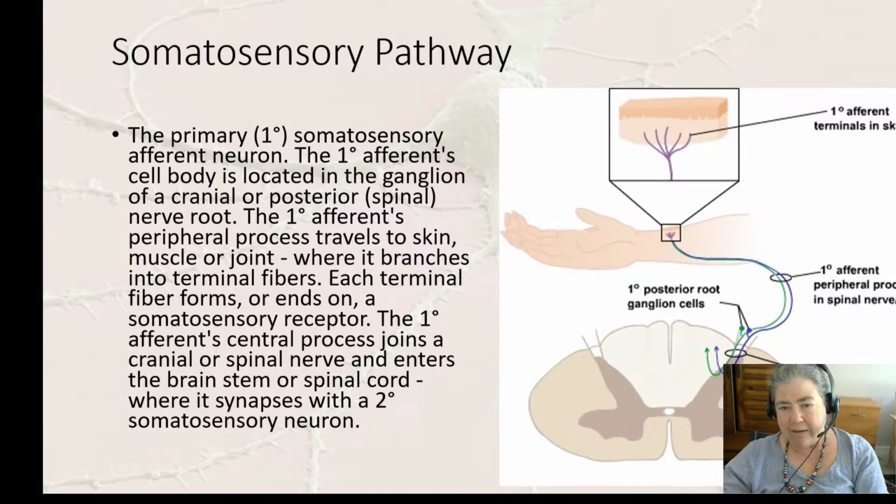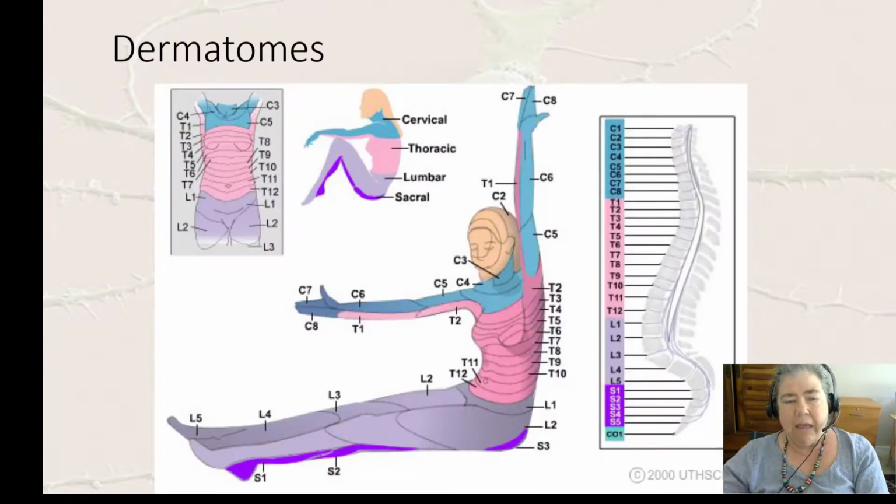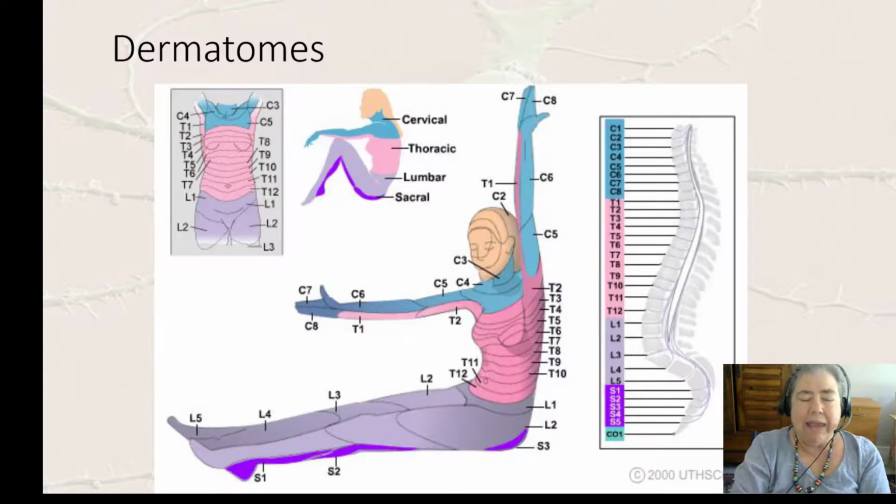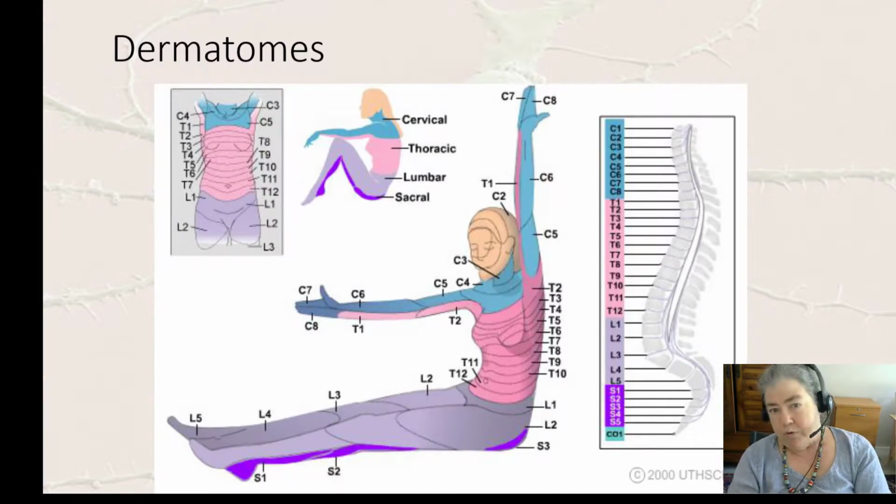We have a concept we call dermatomes. Dr. Fisher and Dr. Thomas will help you learn about dermatomes in anatomy. But if you imagine that each segment of the spinal cord has its own dorsal root with primary somatosensory cells that supply sensation to a segment of the body.